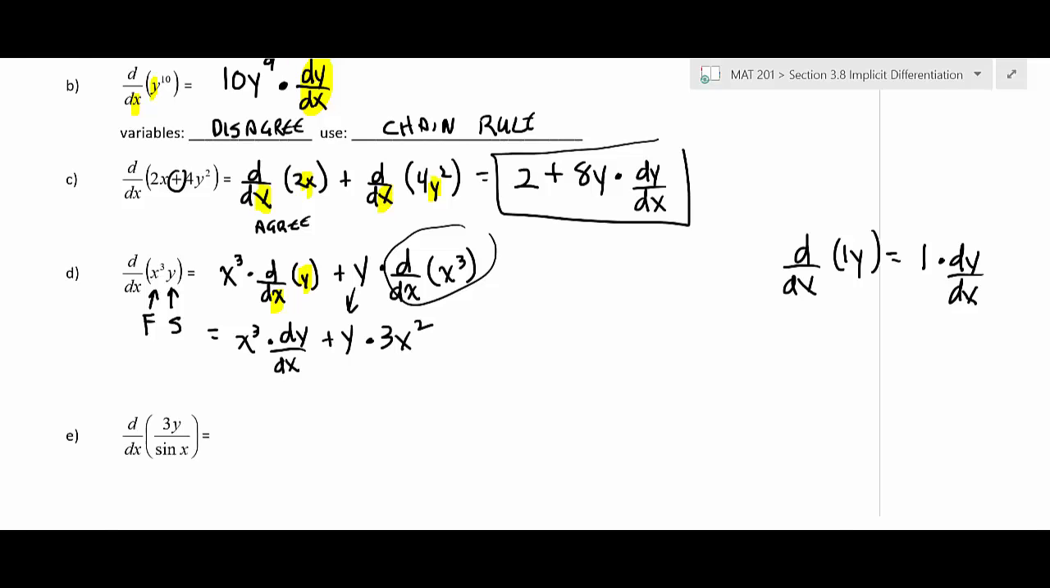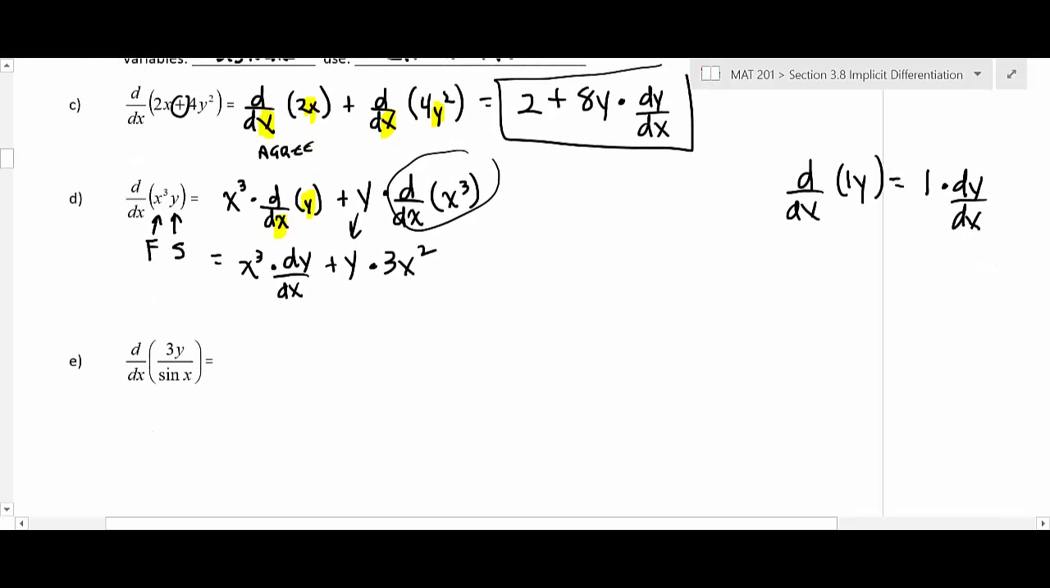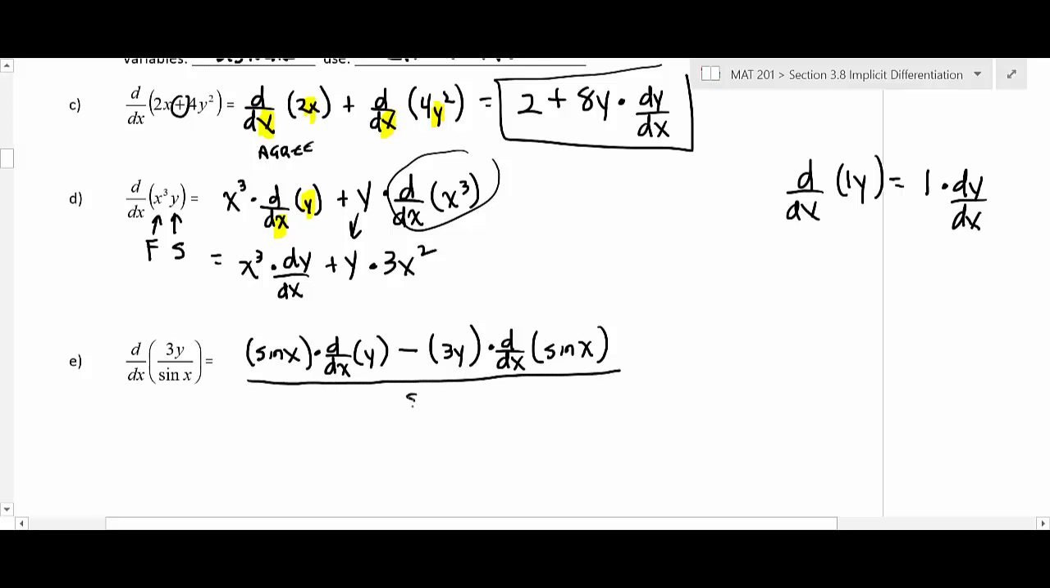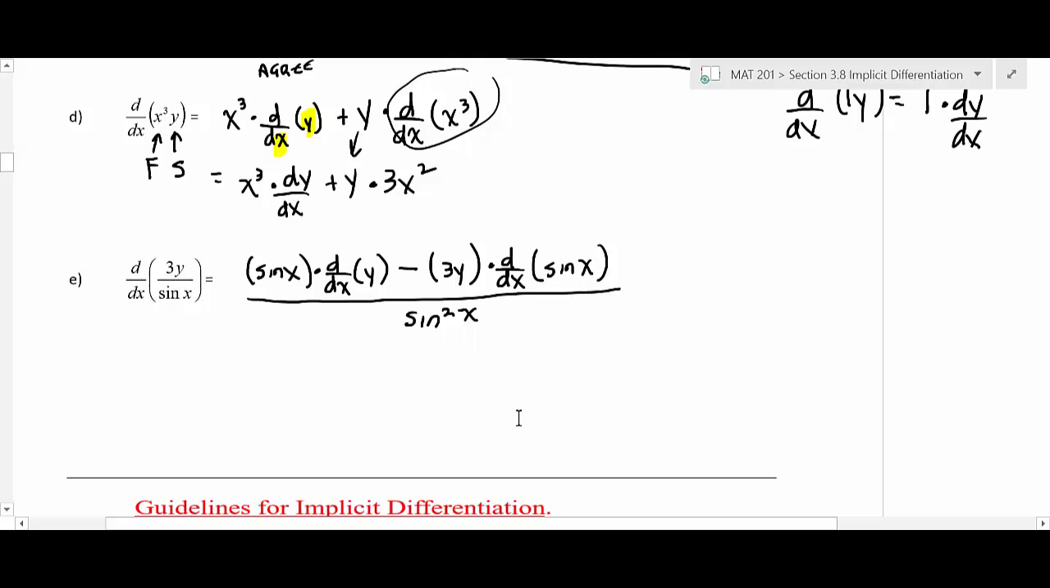All right. What kind of rule would you use on this next one? Quotient rule, right. So you got to get it set up in the quotient rule. We're going to do the bottom, and we're going to multiply that by the derivative of the top. Write your notation very carefully. Minus the top, 3y, times the derivative with respect to x of sine x. And it's all over the bottom squared, so you can just write that as sine squared x, the way you learned in trig. So you want to get that set up like that. That's your quotient rule: bottom times derivative of top minus top times derivative of bottom.